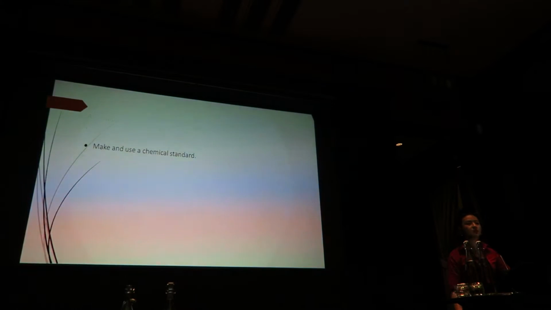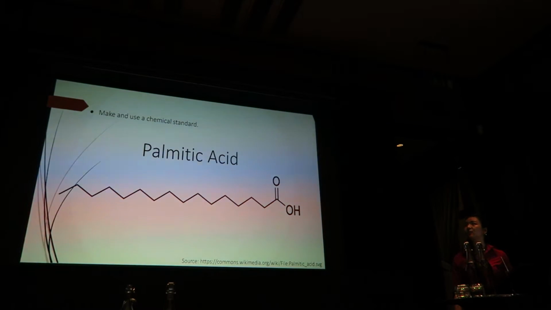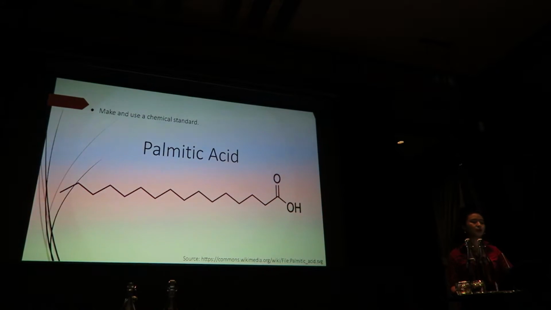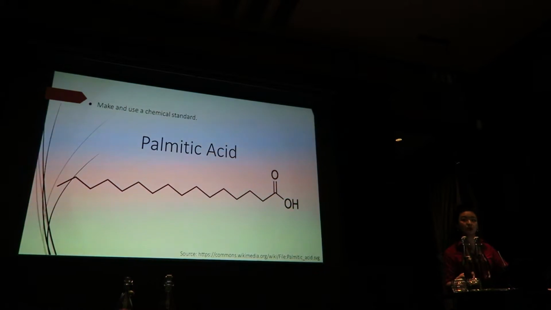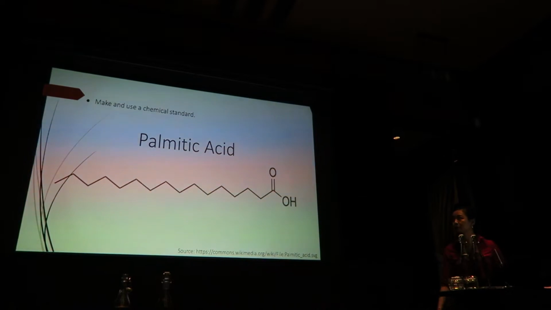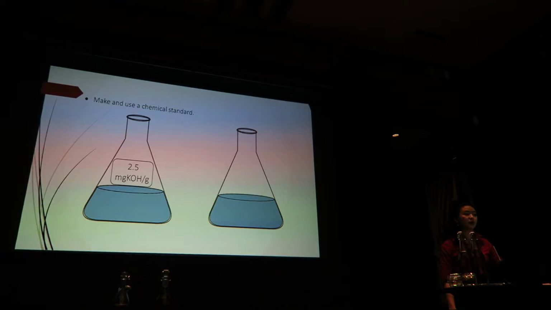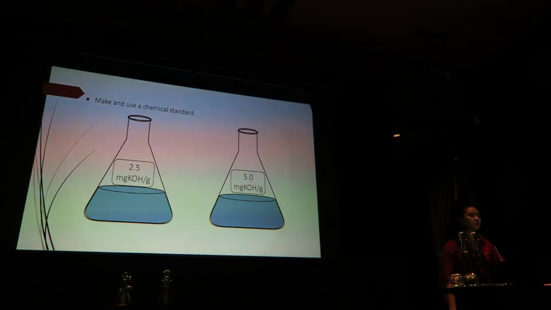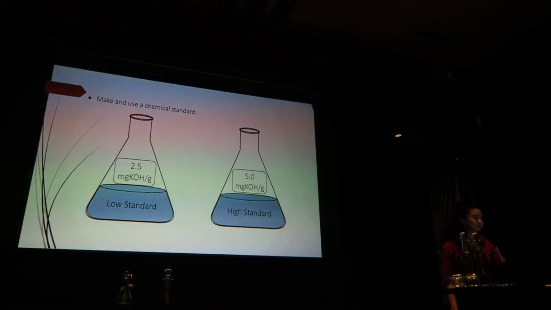So looking at the first objective here, I used the chemical standard of palmitic acid. Now palmitic acid is a long-chain fatty acid of 16 carbons. The reason why I chose this material for my chemical standard was because of its similarity to some of the materials that I would get in my lab. So I made up 2 standards, one of 2.5 milligrams of KOH per gram, one of 5.0 milligrams KOH per gram. For the purpose of this presentation, I would call this one the low and the high standard.